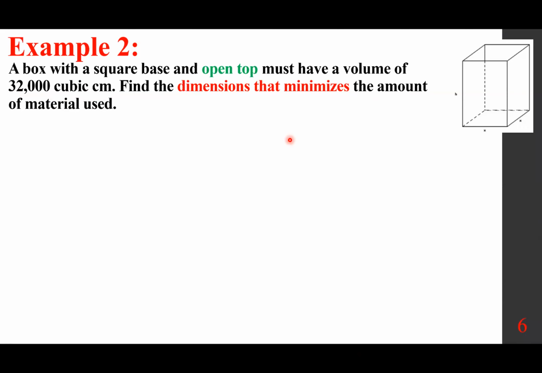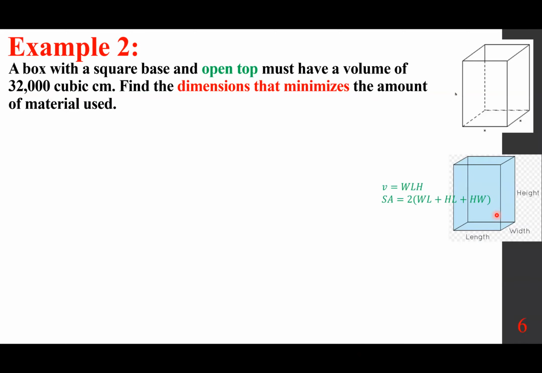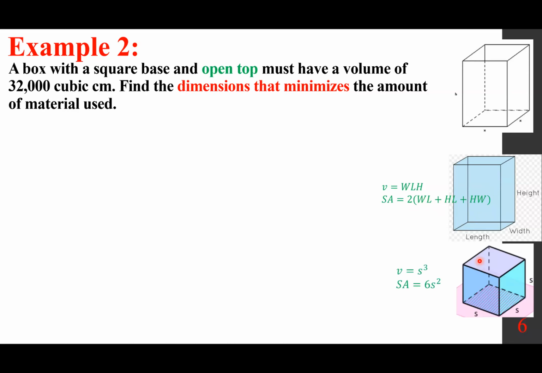First and foremost, I want to remind you this is a rectangular solid. The volume is the width times the length times the height. The surface area, we have 6 sides: width times the length plus height times the length plus height times the width, and then times 2 because we have 2 sides of each. And if all sides are identical, we call it a cube. The volume is s cubed, surface area is 6s squared.